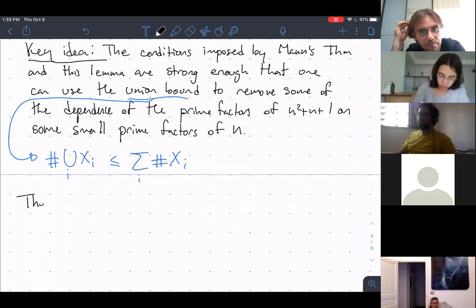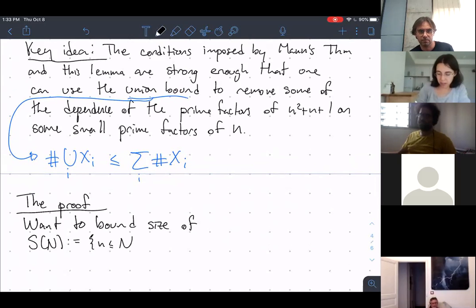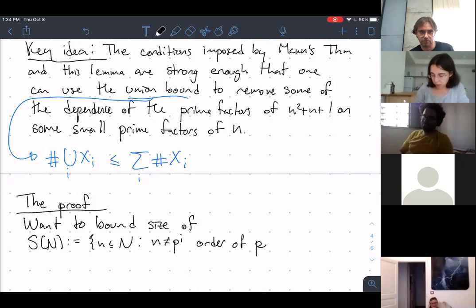So the way the proof goes is, we want to bound the size of the set S of n, which is just going to be the set of non-prime power orders of perfect difference sets below big N.